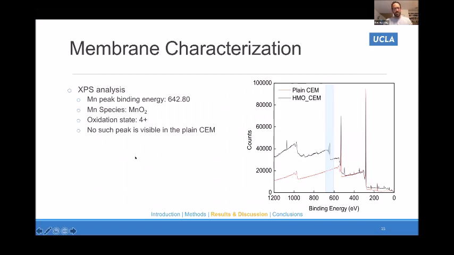We then did extensive characterization of the membrane material. We started off with XPS. We can see that in the manganese modified membrane, we see the emergence of the manganese peaks at about 642 eV. This corresponds to an oxidation state of +4, manganese dioxide. We don't see any manganese peak, obviously, in the plain cation exchange membrane. It's this red line here.